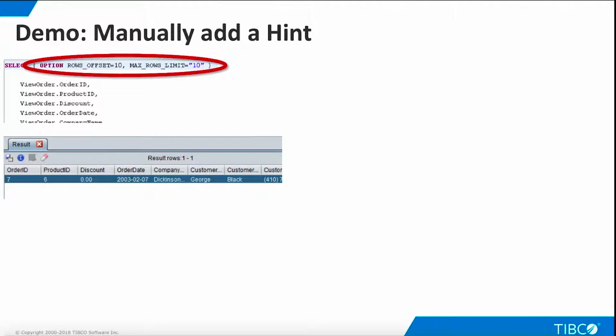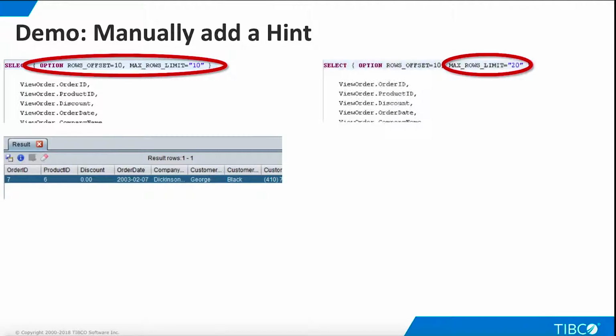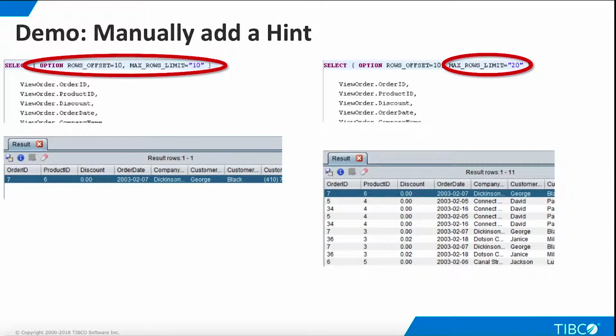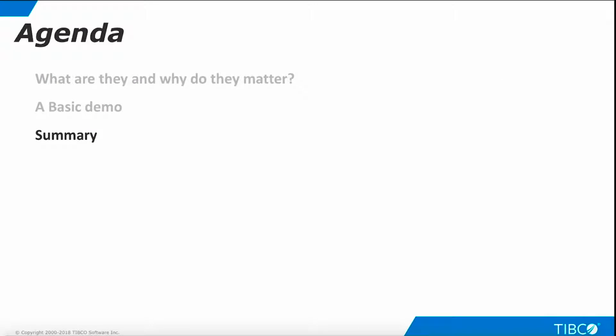When we execute this query, though, we get unexpected results. Only the 10th row is returned. That's because of the way that rows offset and max rows limit interact. The discarded rows are counted as part of the max rows limit. If we increase the max rows limit, we get the results we want. Our demo is complete.